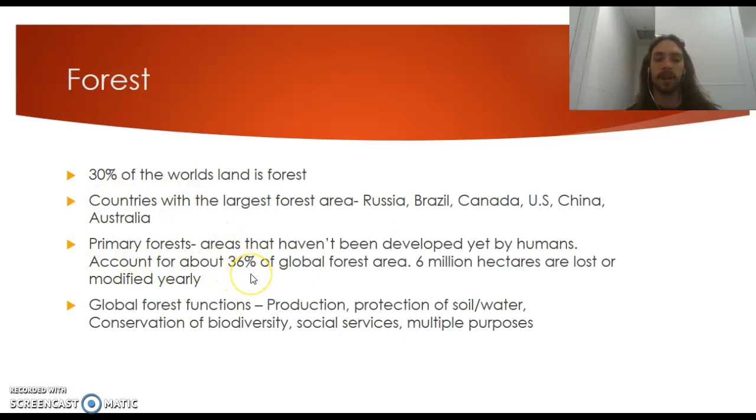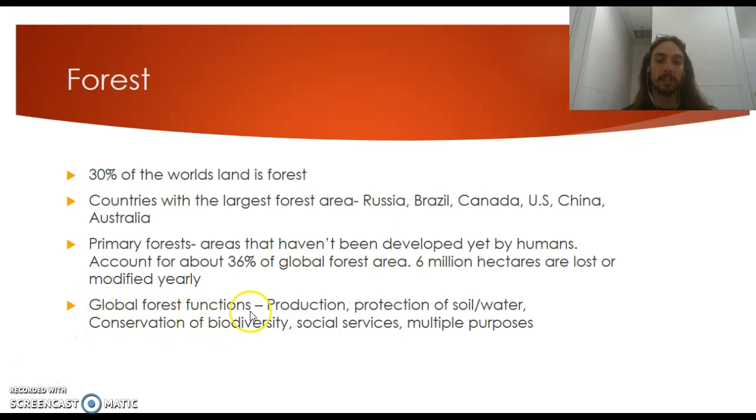So, primary forests. Primary forests are just areas that haven't been developed by humans yet. They also call them primary growth, or virgin forests. They account for about 36% of the global forest area. But the thing about that is 6 million hectares are lost or modified yearly of these primary forests. So that's going to be a lot in like Brazil, a lot of developing countries. America doesn't have a lot of primary growth anymore. The only places where we really have it are like wilderness areas or national parks because people just go in and screw things up. That's what we do.